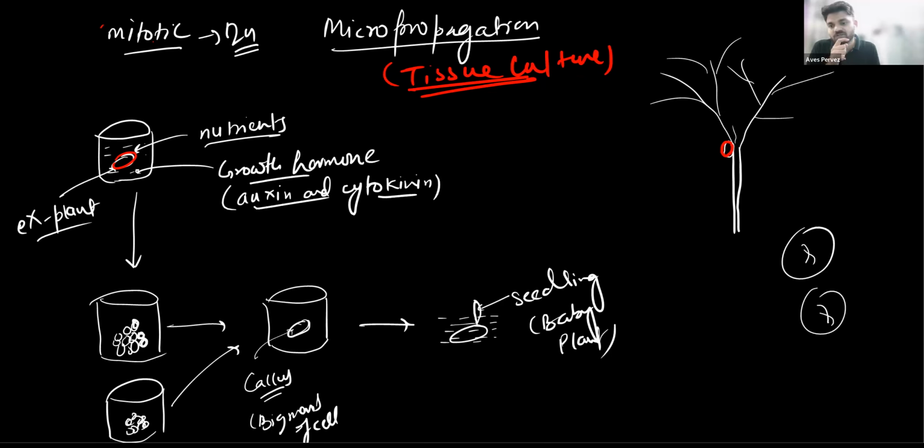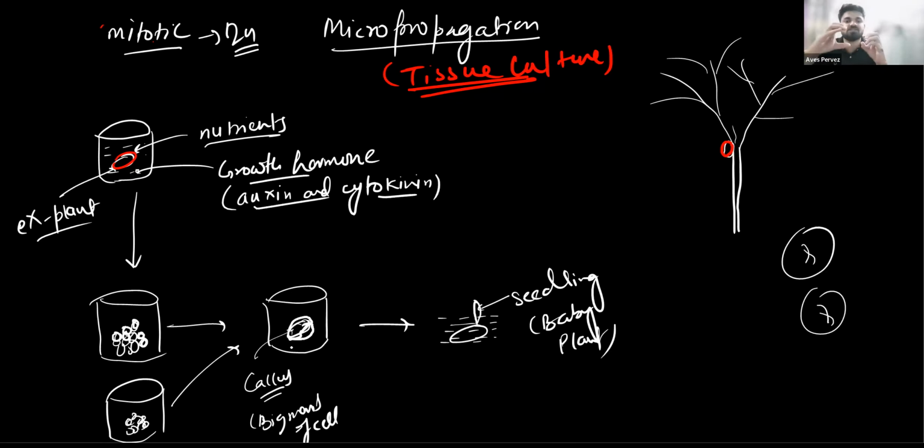After this what is going to happen? These cells keep on dividing, and when these cells keep on dividing, they form a big mass of cell. We call it callus. What do we call it? Callus. And this callus, we just copy this callus.